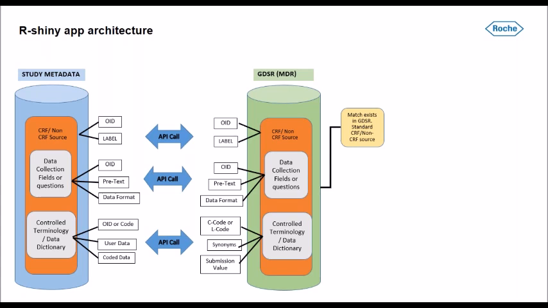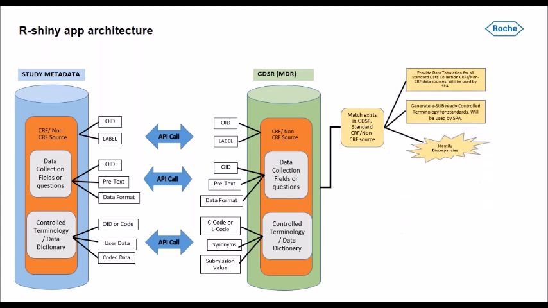And so once the match exists, we can provide a bunch of things to the study team. We can give the data tabulation for all the standard forms and fields at a study level, and we can give them eSUB-ready controlled terminology that can be used at a study level. And the major thing is we can identify discrepancies.